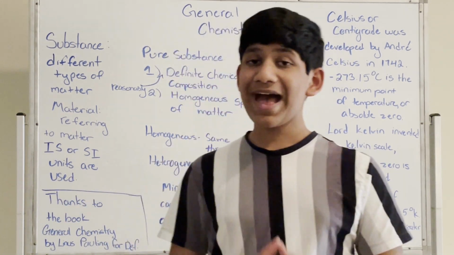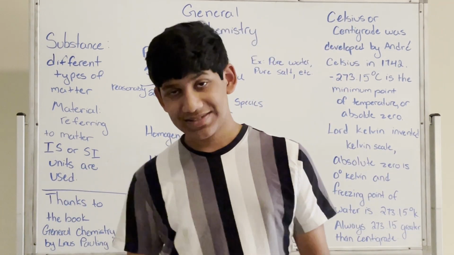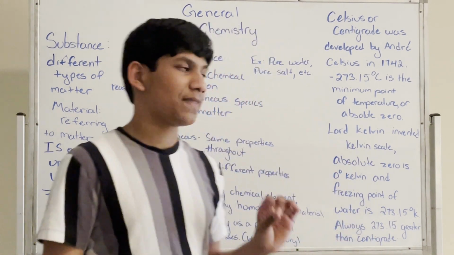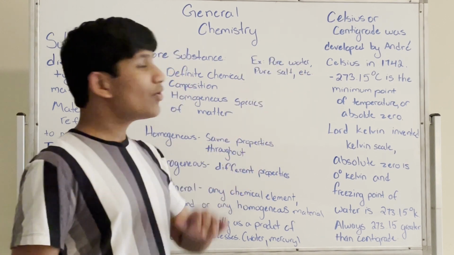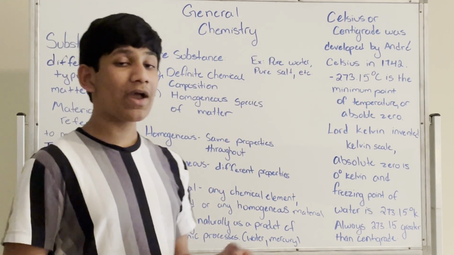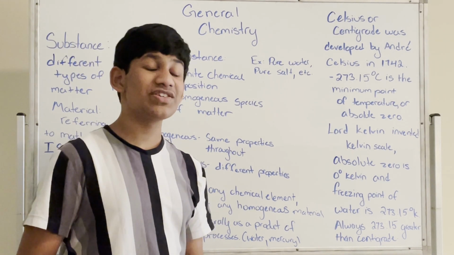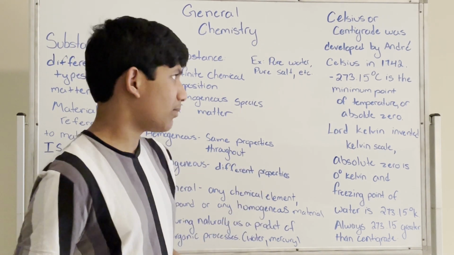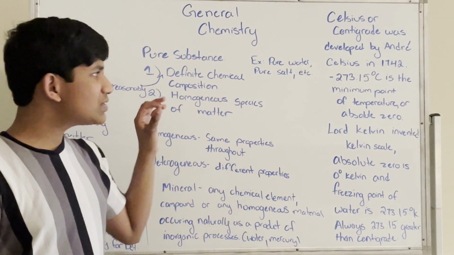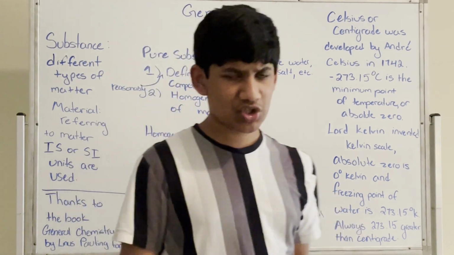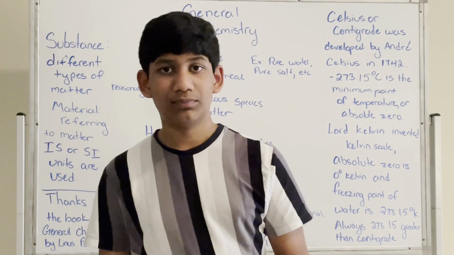Now, there are multiple aspects of the IS or SI system. We will be talking about one of the aspects today, temperature. So Celsius or centigrade was developed by Anders Celsius in 1742. Anders Celsius was a Swedish professor of astronomy. Negative 273.15 degrees Celsius is the minimum point of temperature, or absolute zero.